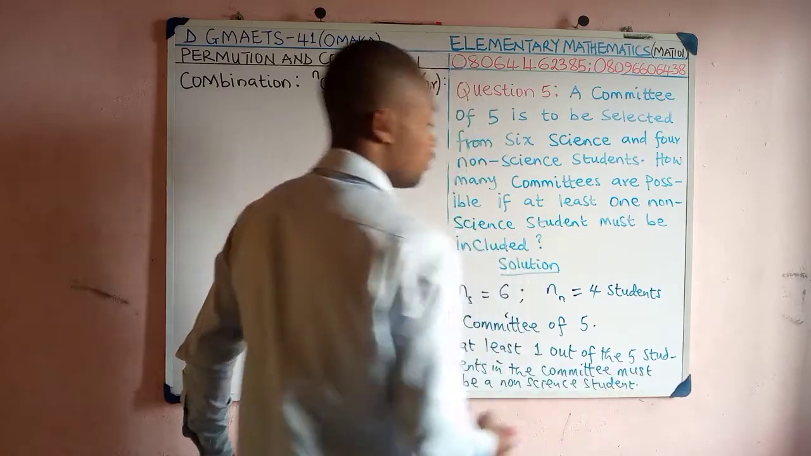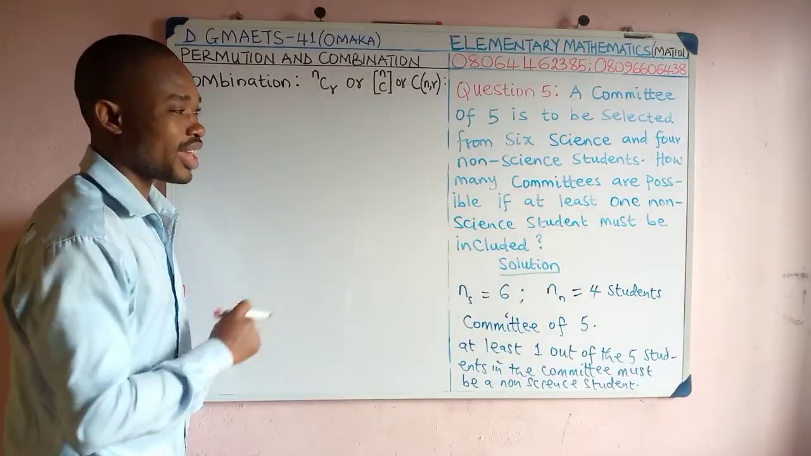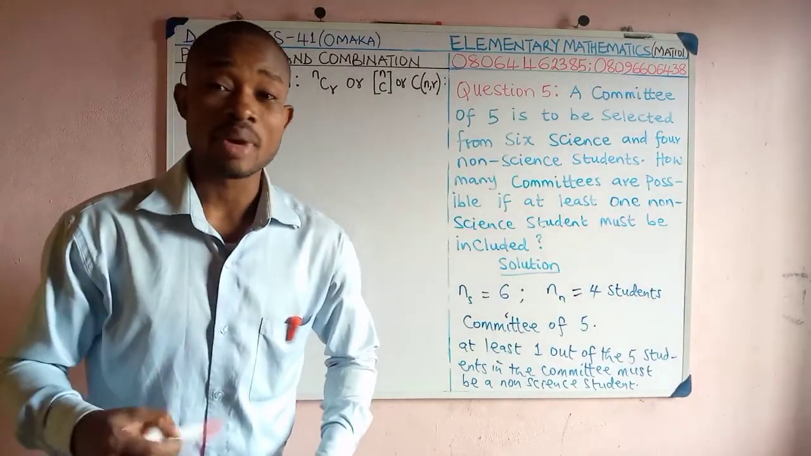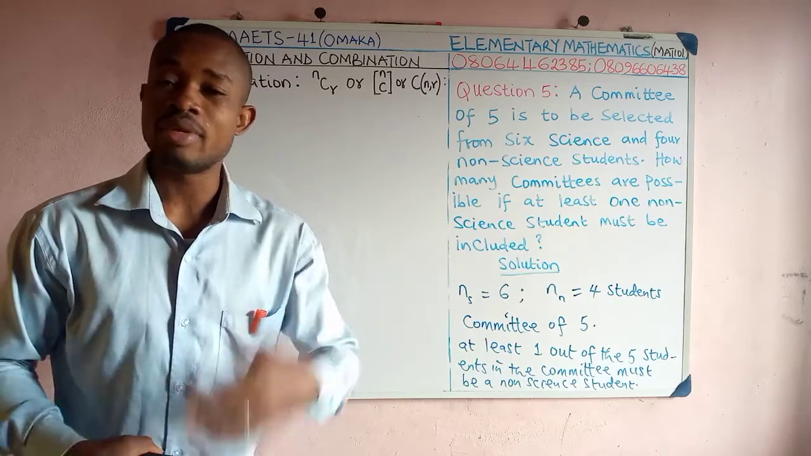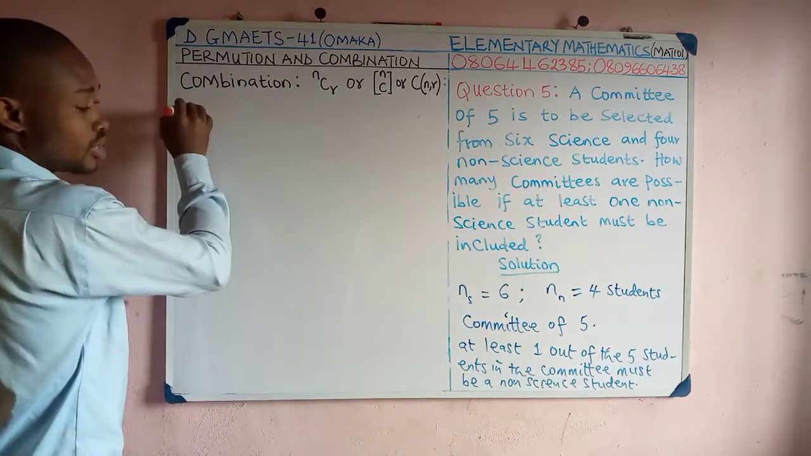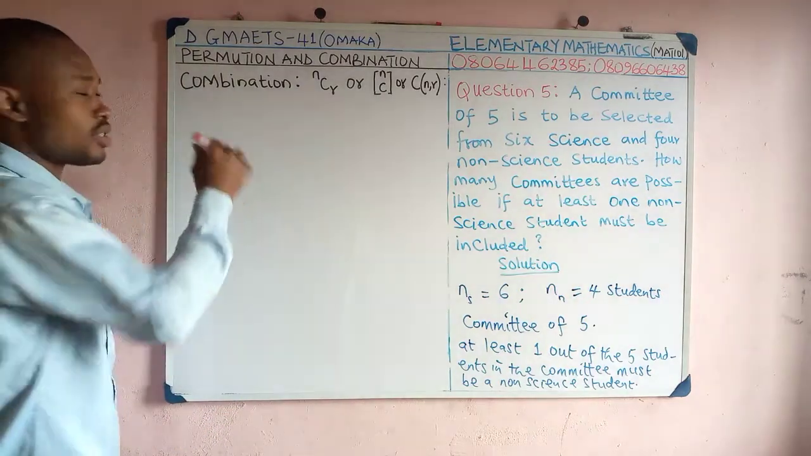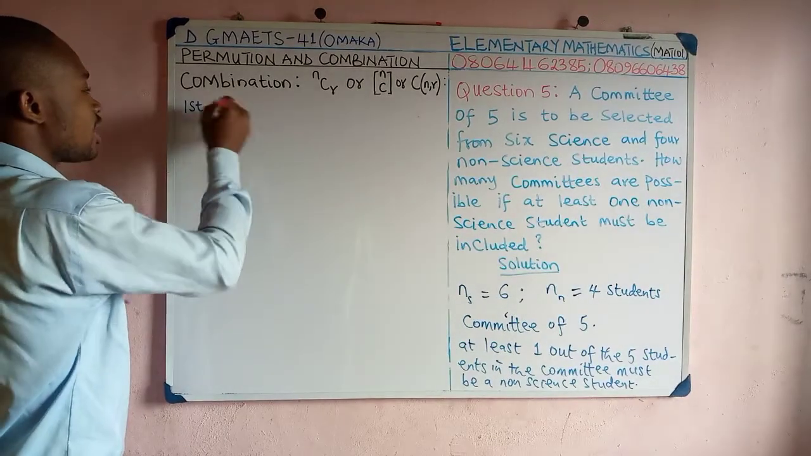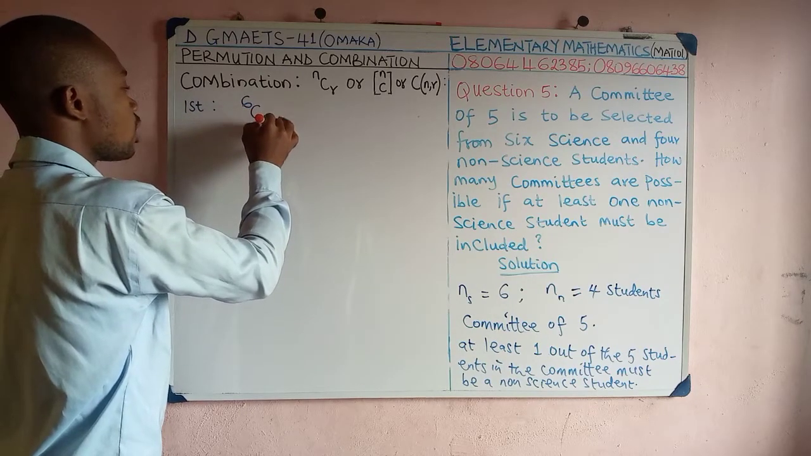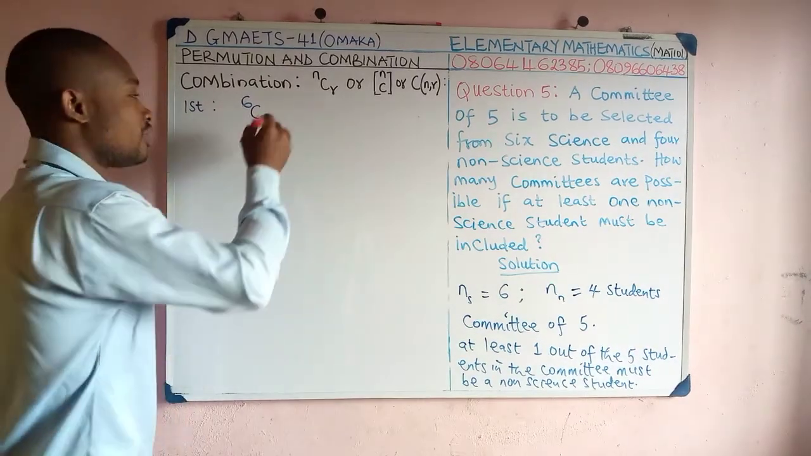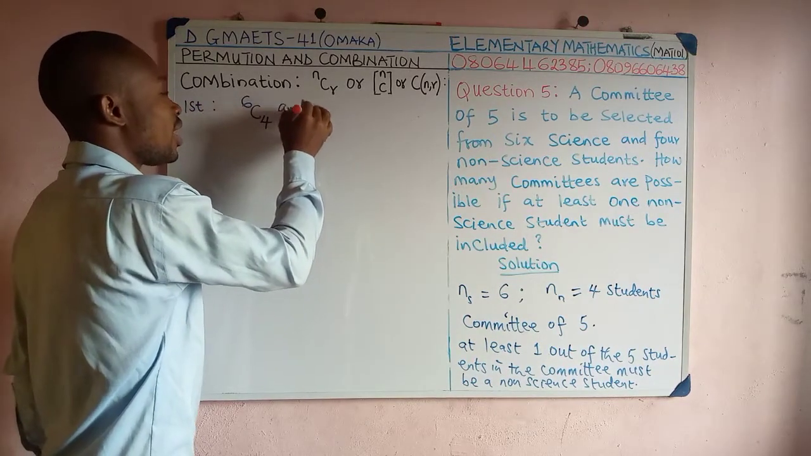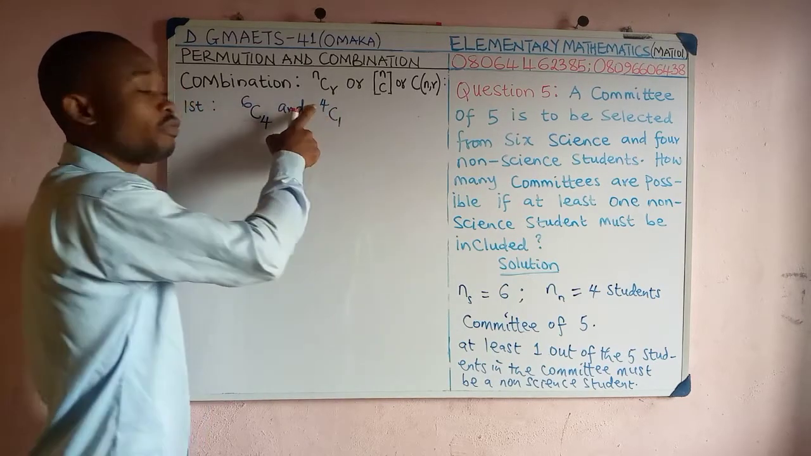So let us see how this combination would go in order for us to get this committee of 5. Now this principle goes in line with probability. It's quite important for you to know that combination and probability work hand in hand. So let's go. In the first case, let's say that out of the 6 science students, you picked 4 of them to form the committee. Then it's going to be 4 out of 6 science students and 1 out of 4 non-science students.